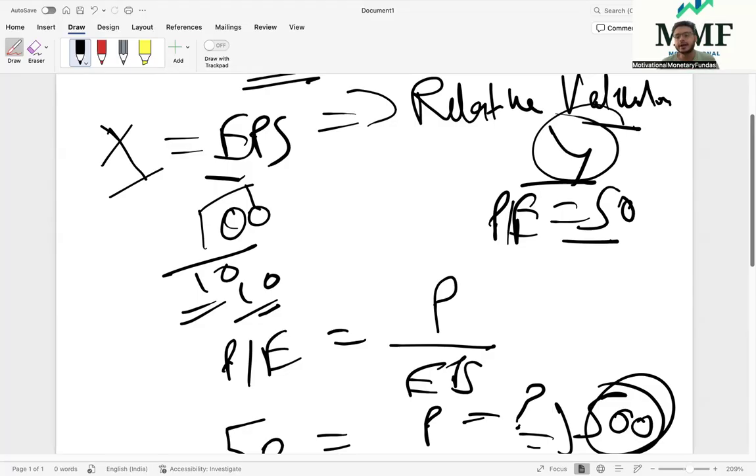Value and price is different. Price is something what we pay and value is something what we get. Right? I'll repeat my point. Price is something that we pay and value is something what we get. Right? In this case, in the RV method, in relative valuation method, we're trying to price a company and not value a company. Very simple method to do it.